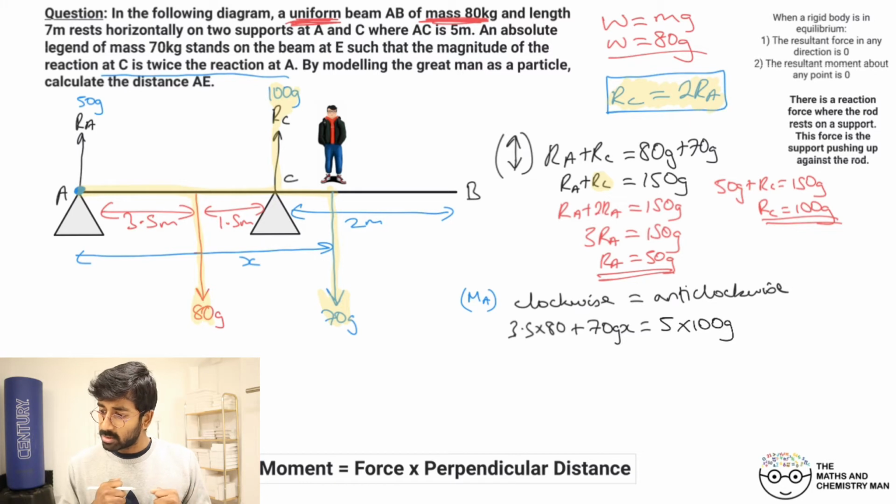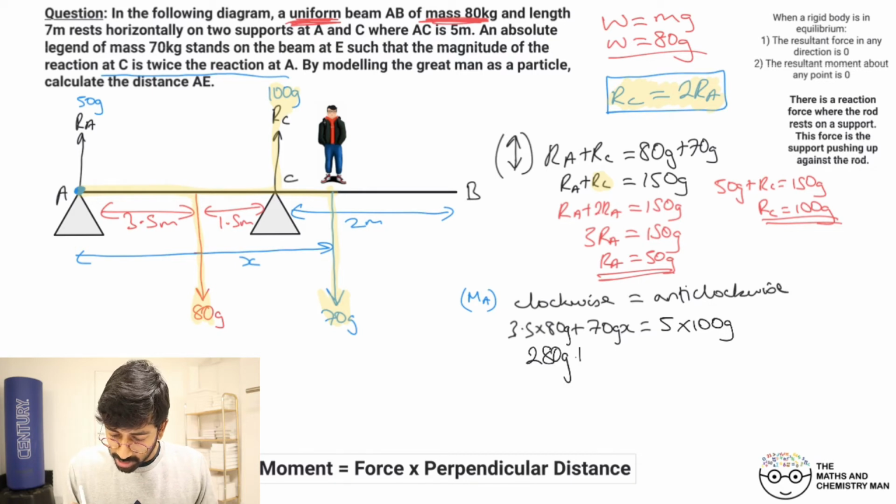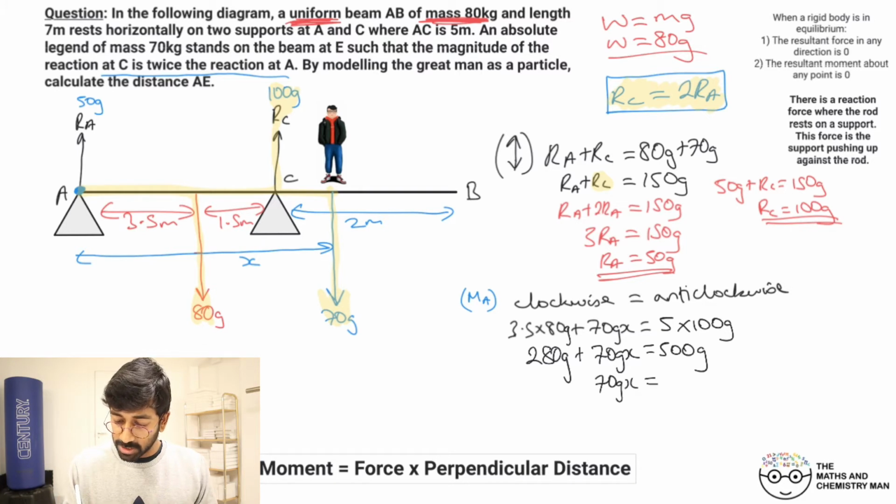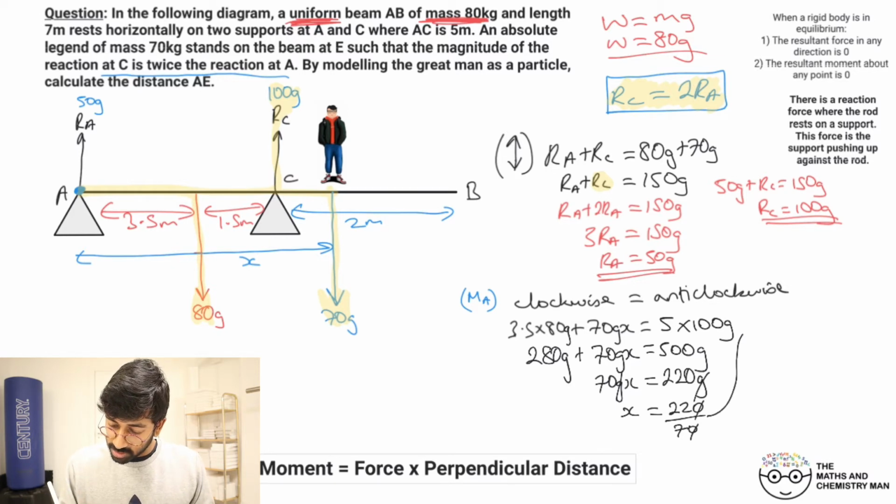Let's try and solve it. So 3.5 times by 80 is 280. Oh, that should be a g on there. Let's not forget that. So 280g plus 70gX equals 500g. So that's what we've got so far. Send that 280g to the other side. So we've got 70gX is equal to 220g. Cancel out the g on both sides and then divide across by 70. So we've got 220 over 70. Cancel out those as well. So we've got, let's just carry this one up here.